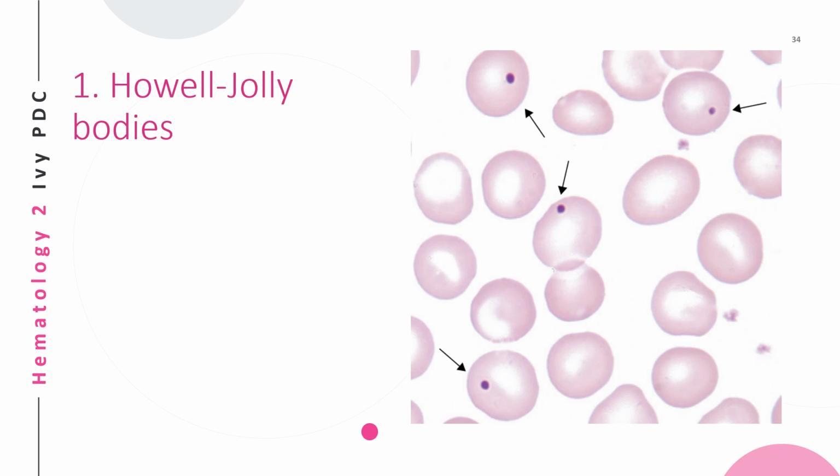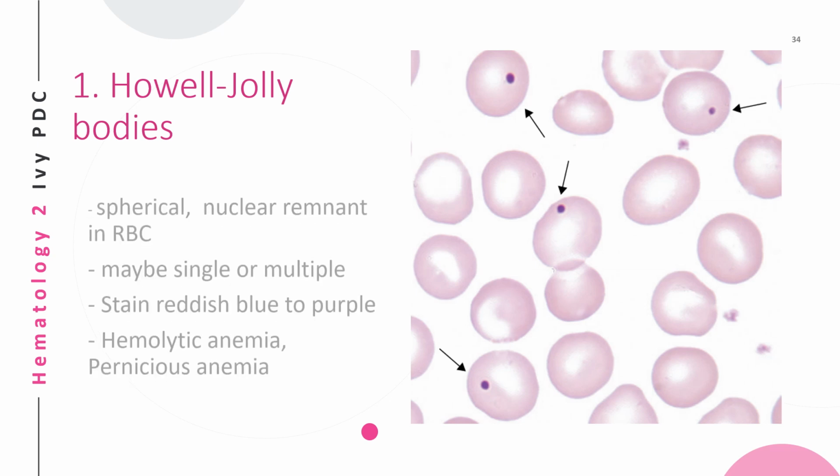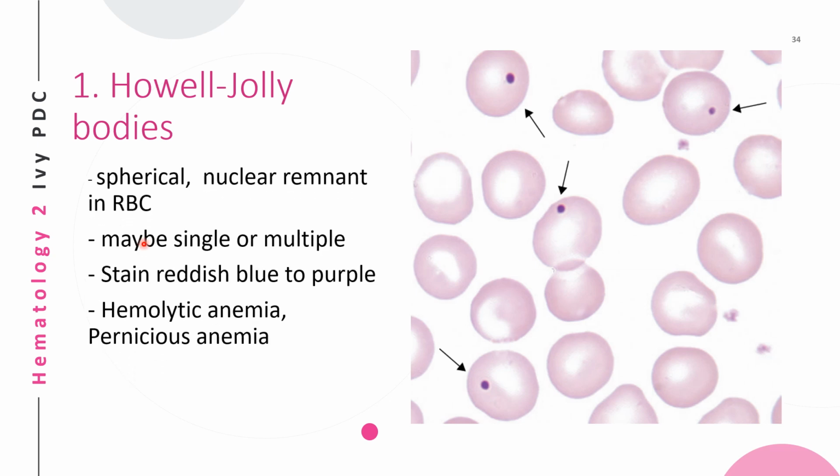The first one is the Howell-Jolly bodies. Howell-Jolly bodies are spherical and they are the nuclear remnant of a red blood cell. This is a Howell-Jolly body. There may be multiple or single Howell-Jolly bodies in a red blood cell. They stain reddish blue to purple. These are seen in hemolytic anemia and pernicious anemia.